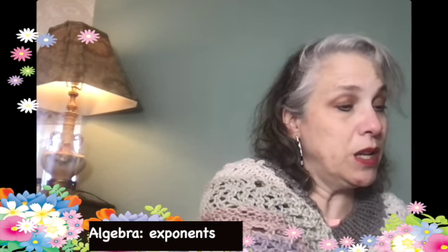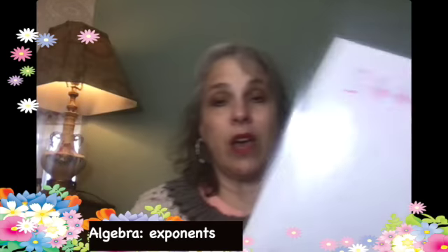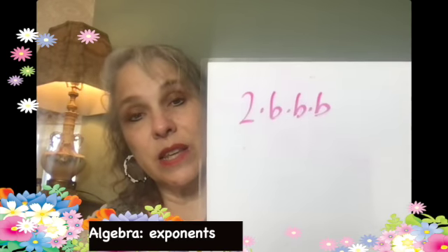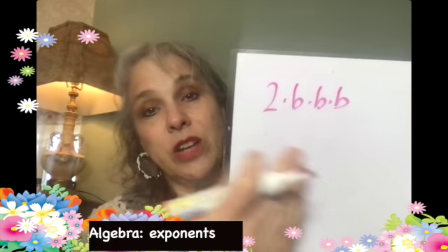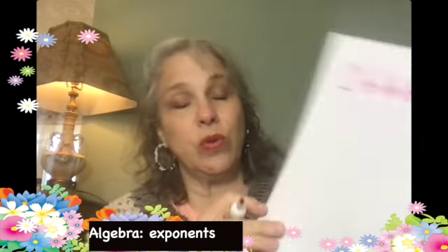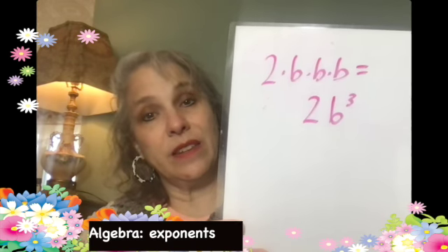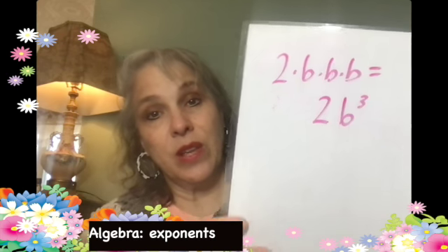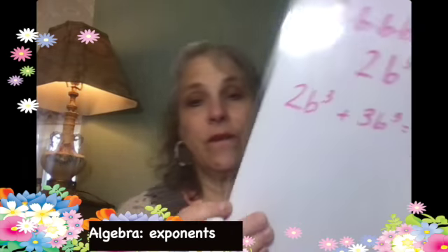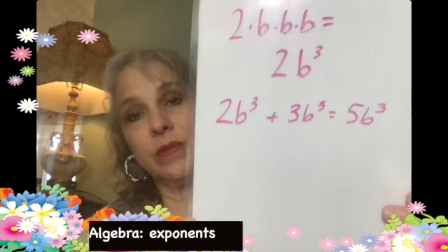2 times b times b times b. Okay, can I combine this? This is all multiplication. So here I have 2 times b to the third power, or 2 times b cubed. And that is now simplified. Okay, if I had 2b cubed plus 3b cubed, I can add and get 5b cubed.